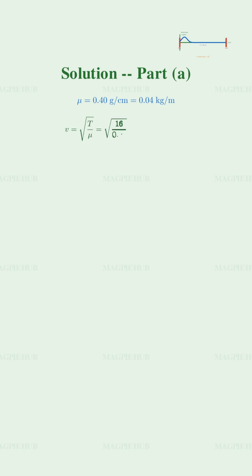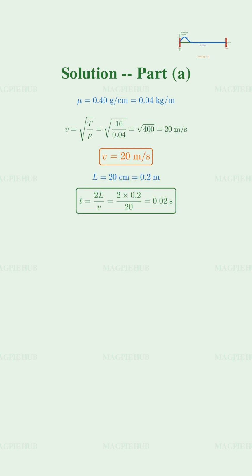Part A. First, let us find the wave speed. Linear mass density mu is 0.40 grams per centimeter, which equals 0.04 kilograms per meter. Wave speed v equals the square root of tension T over mu, which is the square root of 16 over 0.04. That gives the square root of 400, which equals 20 meters per second.